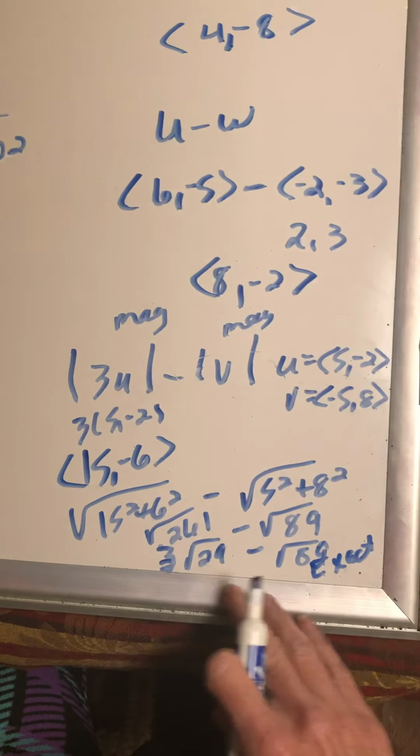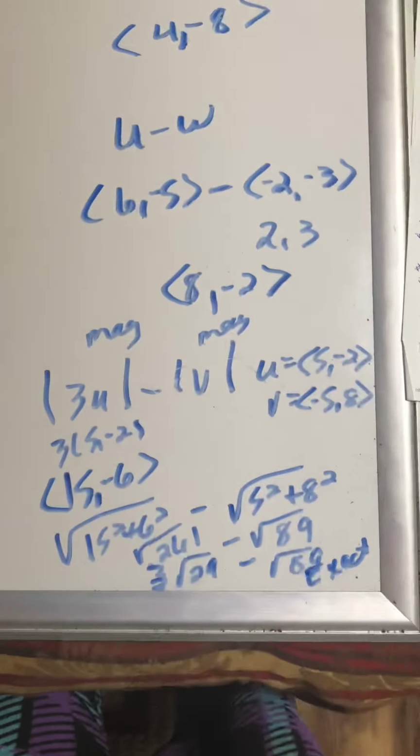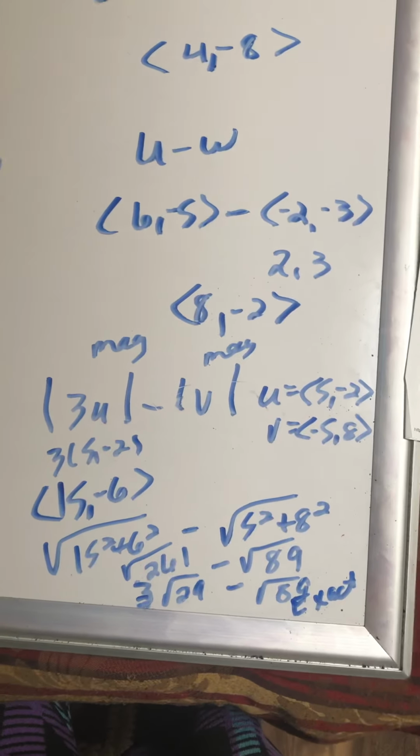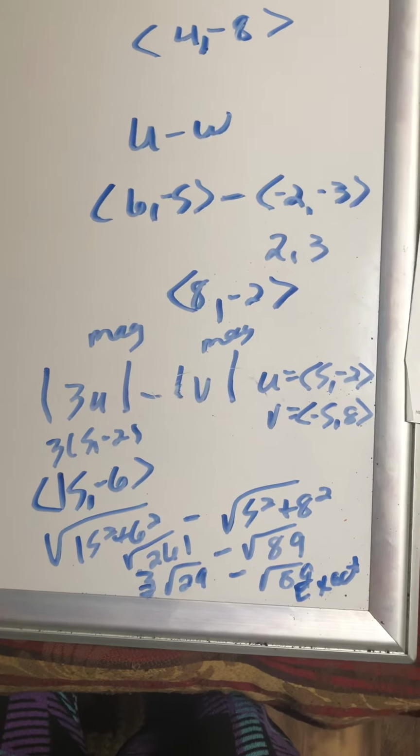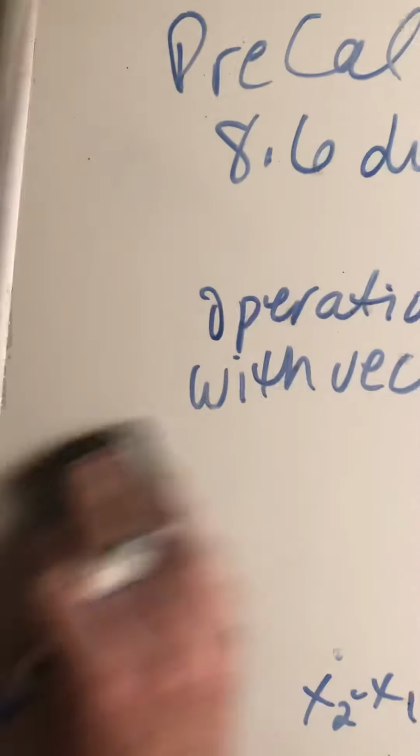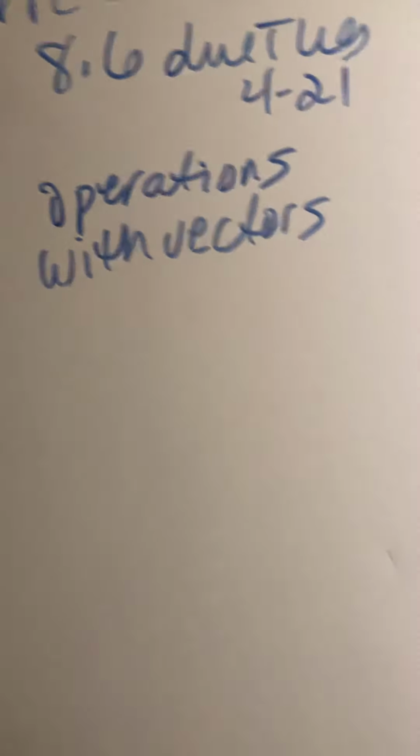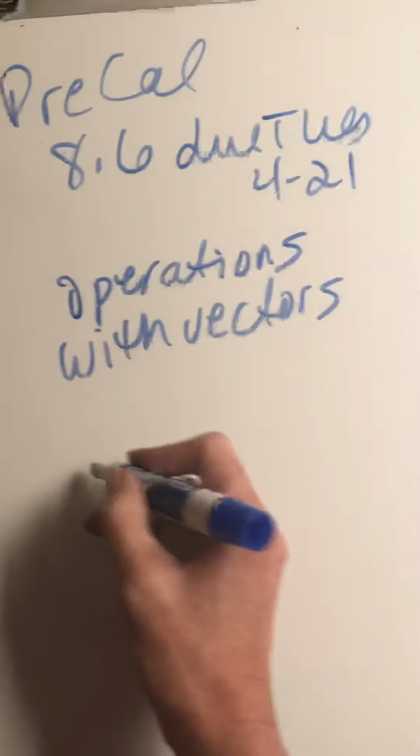3 square roots of 29 minus the square root of 89. And I almost ran out of room. Okay, so there's that one. Then you'll have to calculate a couple of things. Oh, you'll see this.